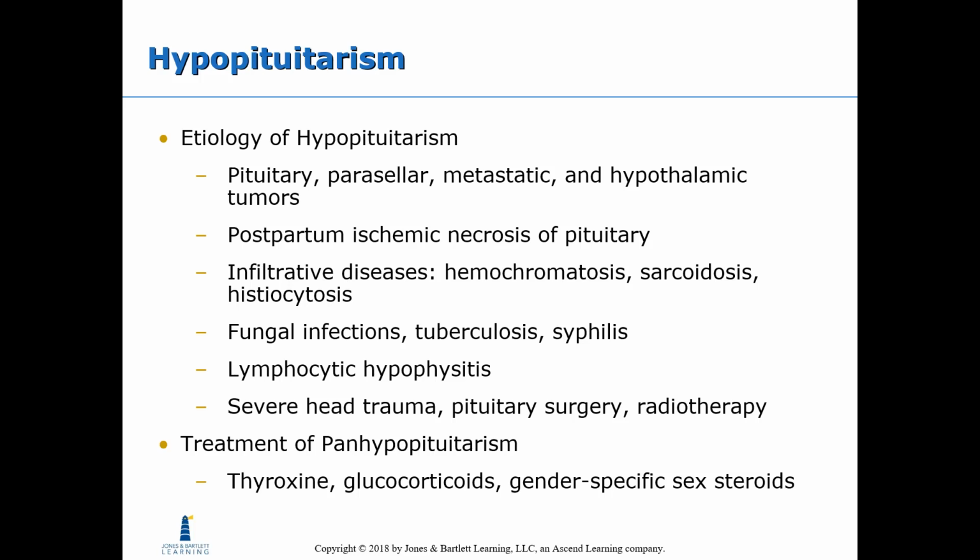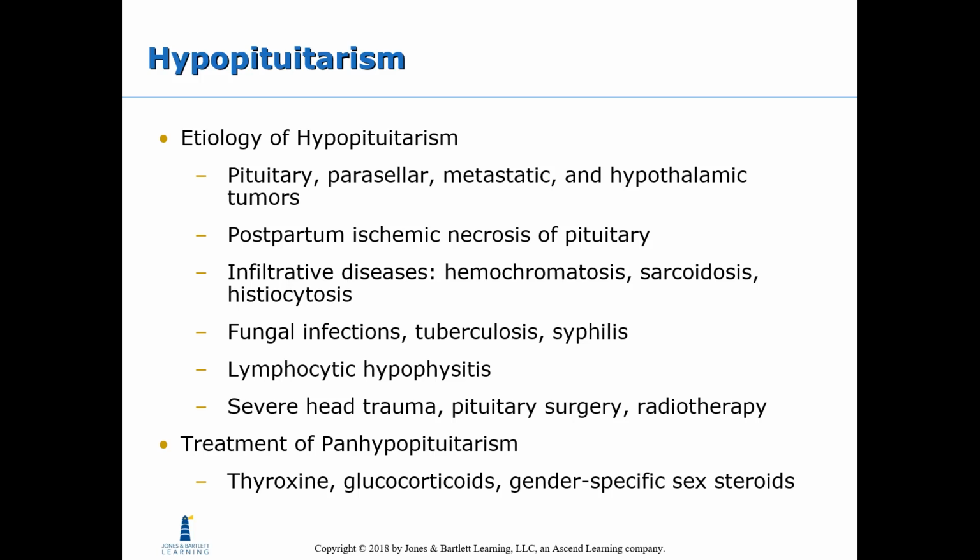Etiology of hypopituitarism: pituitary, parasellar, metastatic, and hypothalamic tumors. Postpartum ischemic necrosis of the pituitary, so postpartum after giving birth. Ischemic refers to a constriction in blood flow. Necrosis refers to degradation or death of tissue. And that is happening in the pituitary.